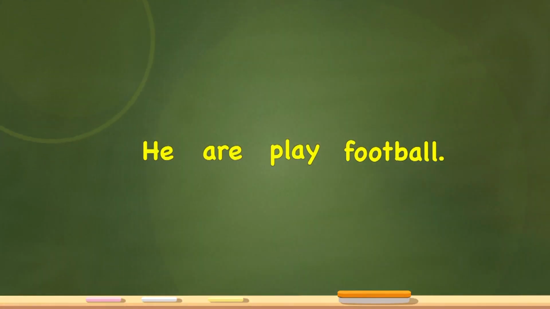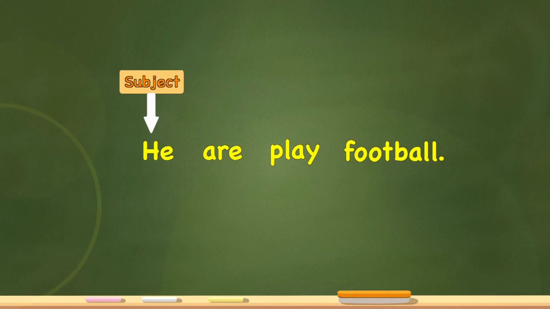Our first sentence is, he are play football. First, we need to identify the subject. The subject for this sentence is the pronoun he. It's a singular subject. But what about the verb? Can you identify the verb? That is correct. The verb in the sentence is the word play.